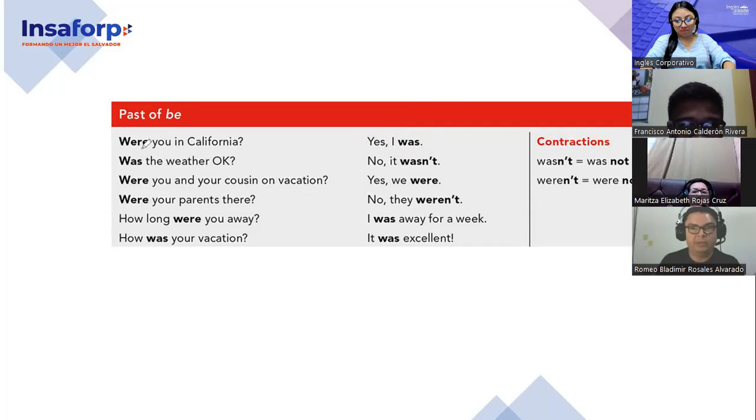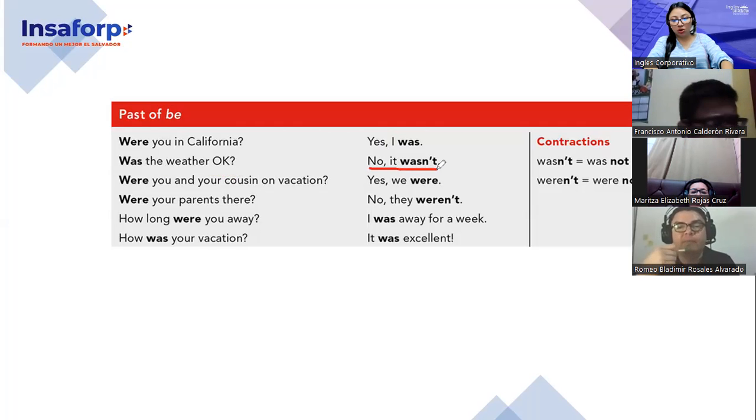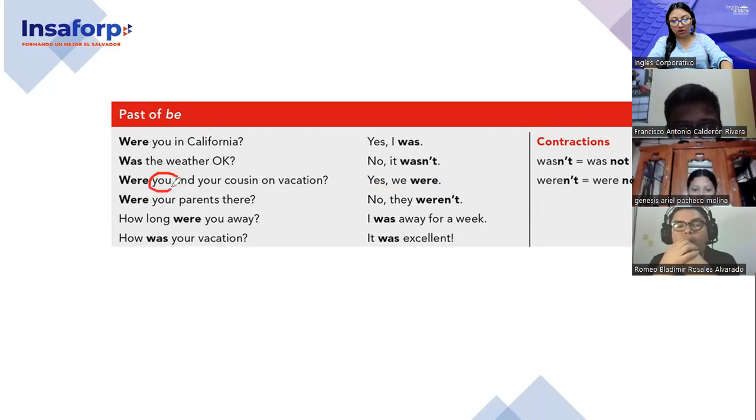There we go. Cuando damos personal information, tenemos que hacer referencia a nuestra persona usando was. I was. Were you in California? Yes, I was. Ahora preguntamos sobre algo. El clima. Was the weather okay? Affirmative. Yes, it was. Negative. No, it wasn't. No, it was not. Now look, plural form. Were you and your cousin on vacation? Yes, we were. Si me incluye, we.